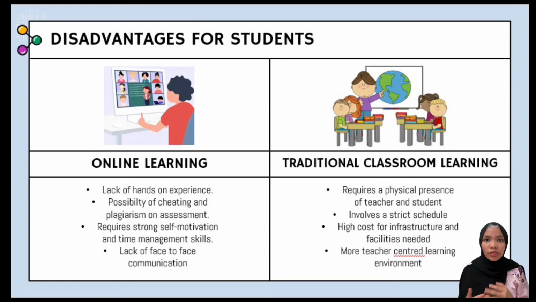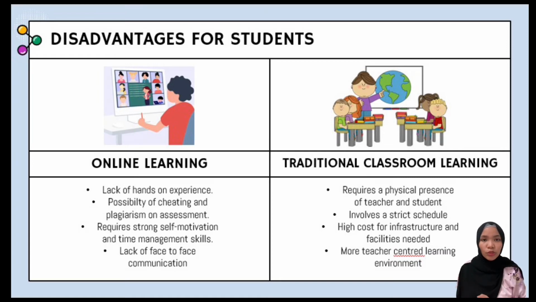Since traditional classroom requires physical presence or attendance of students and teachers, students are more bound with strict schedule. Moreover, traditional classroom also requires high costs. This is because it needs a big amount of money for the maintenance of the infrastructure and facilities needed to conduct the class. Lastly, traditional classroom gives a more teacher-centered learning environment.